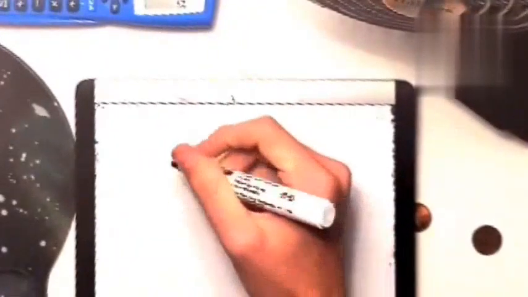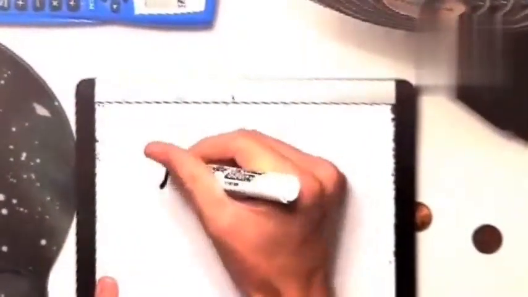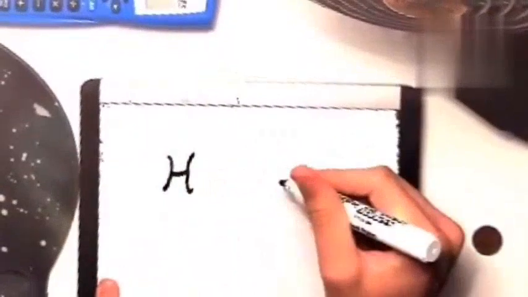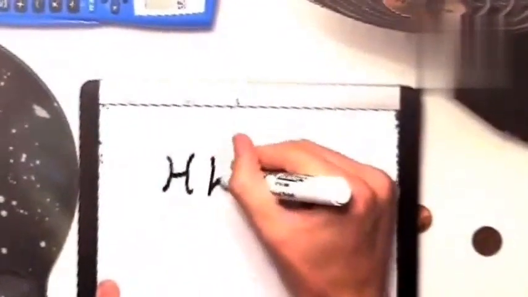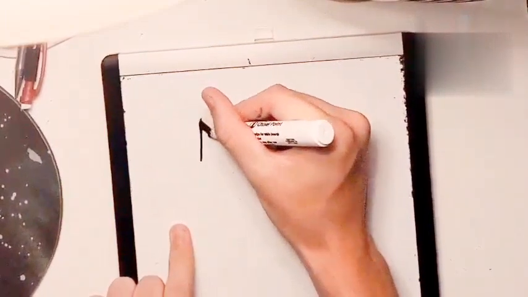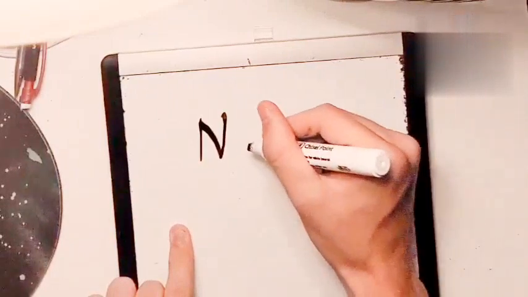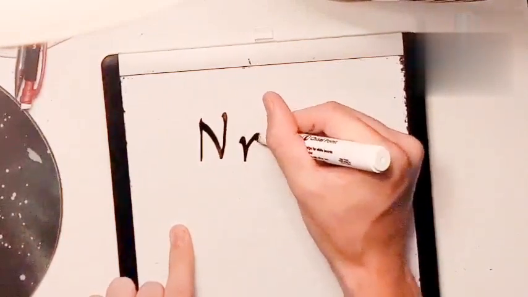This is Harel, which means hail, as in hailing the king, which we don't do here in America. This is Nid, which means need. The capital can also just be a bigger version of the small n.